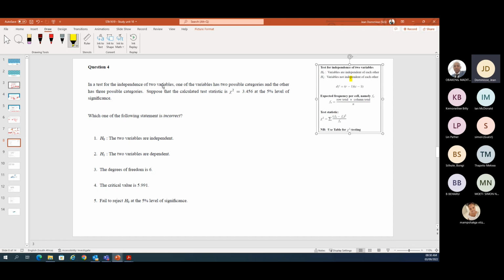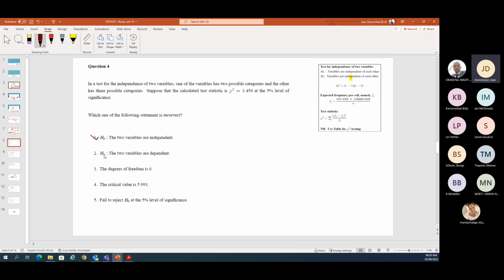Okay, so let's follow the same principle here as well. Let's first look at H0 and H1. So H0 is values are independent, correct. H1 is values are dependent. Okay, cool.